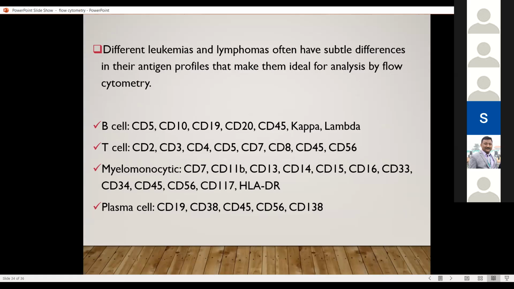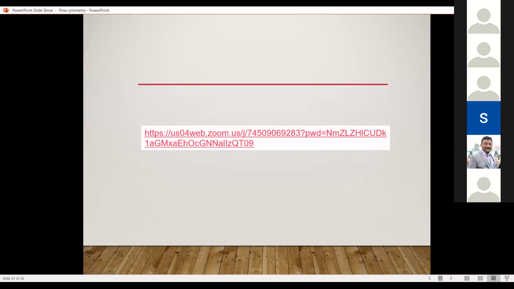So we can differentiate different leukemias and lymphomas. Cancers have subtle differences in their antigen profiles, which make them ideal for analysis by flow cytometry. For B cells, CD5, CD10, CD19, CD20, CD45. There are so many CD markers related to different diseases. So on the basis of these CD markers, we can differentiate the cells using flow cytometry.